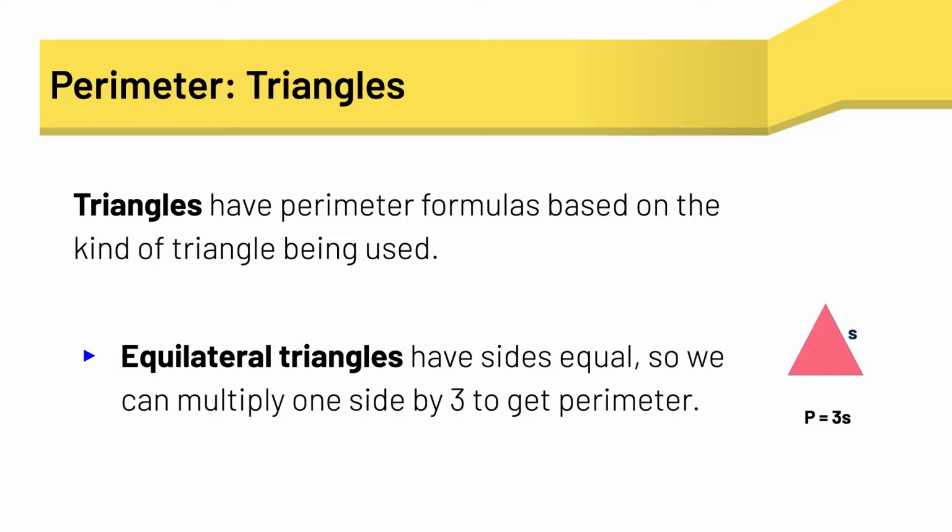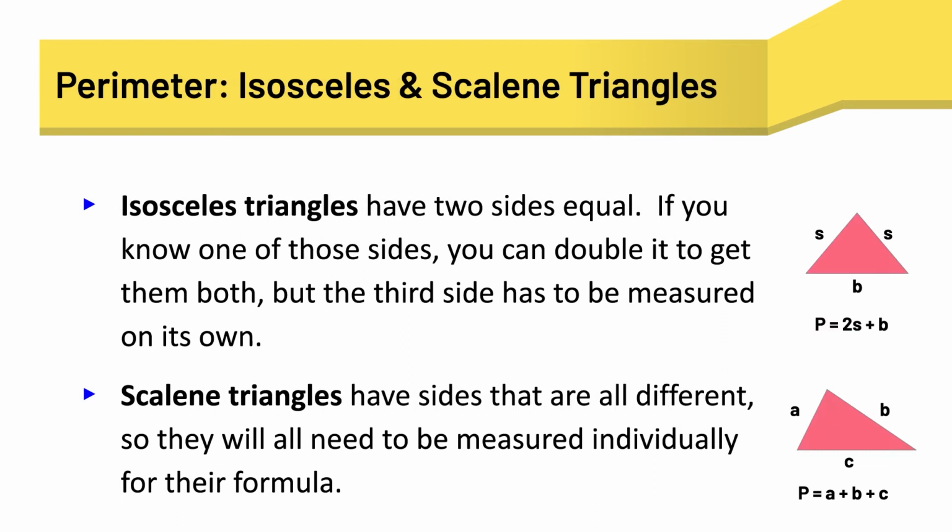Triangles are another common construction shape, and formulas for their perimeter are based on the kind of triangle being used. Equilateral triangles have sides that are all the same, like squares do. Because they have 3 identical sides, they multiply one side by 3. Isosceles triangles have 2 sides that are the same. If you know one of those 2 sides, then you can double it to get them both, but the third side has to be measured on its own. Scalene triangles have sides that are all different, so they will all need to be measured individually for their formula.